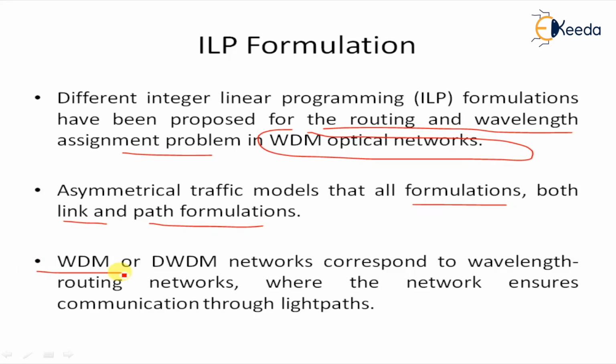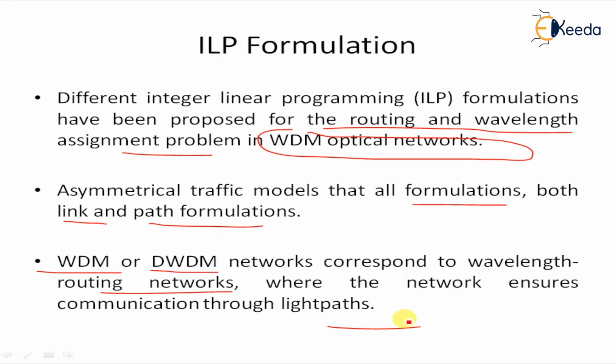WDM (wavelength division multiplexing) and DWDM (dense wavelength division multiplexing) networks correspond to wavelength routing networks, where the network ensures communication through the light path. A light path is an optical end-to-end connection carried over a wavelength on each intermediate link along the route from the source to the destination node. Two light paths going through the same fiber cannot share the same wavelength. This is the so-called clash constraint.